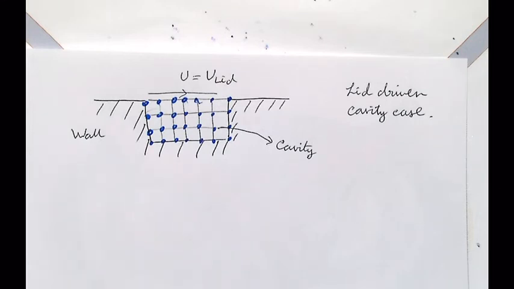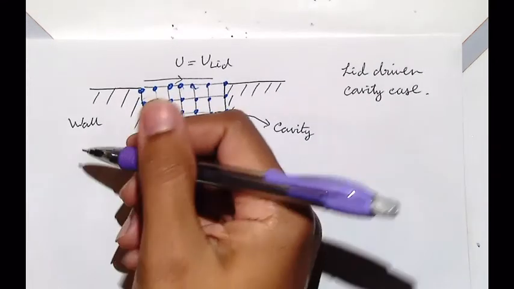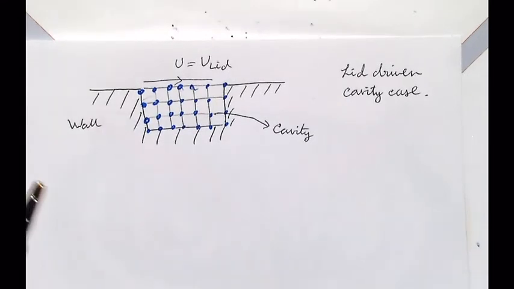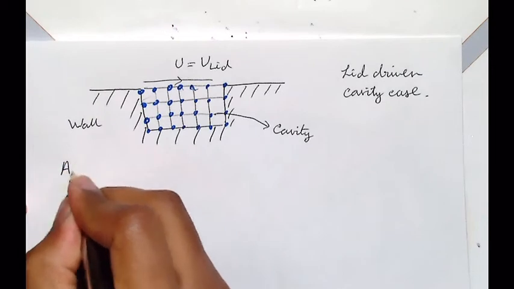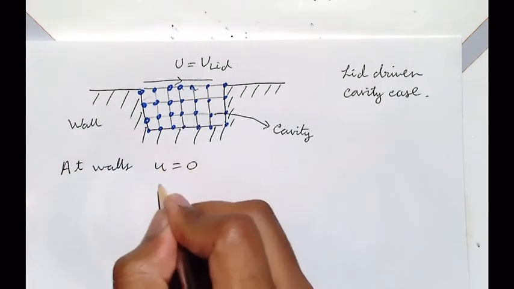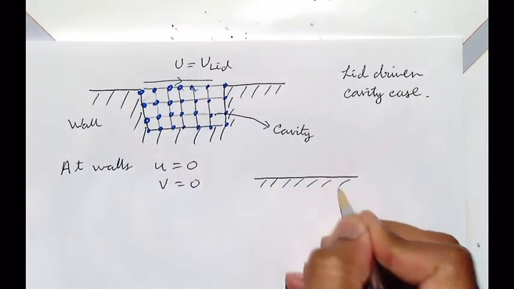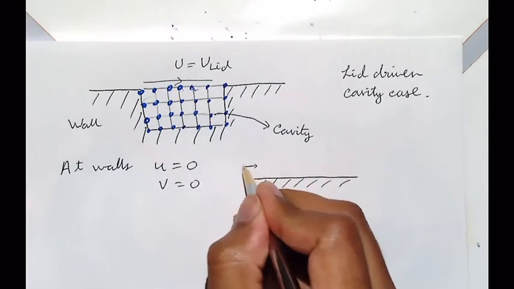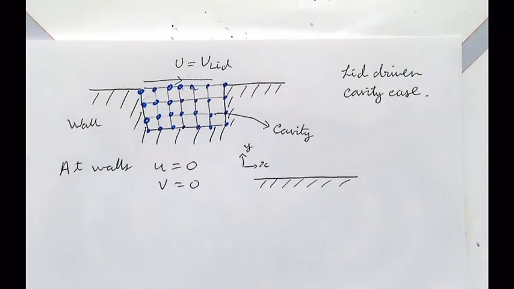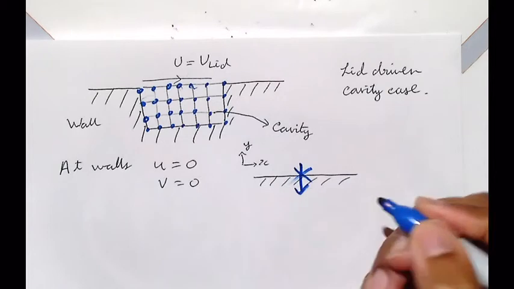Do you believe that? So at any wall, u is equal to 0, v is equal to 0. Okay, so if I have a flat horizontal wall, and this is x, and this is y, fine, it makes sense that the flow cannot go through the wall, right? That's physically impossible.